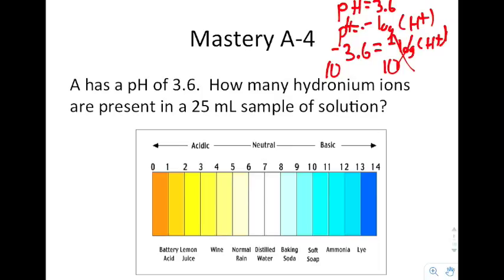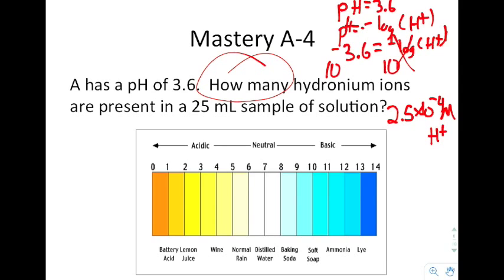When you put that in your calculator, you end up with a value of about 2.5 times 10 to the minus 4th. That right there is the molarity of hydronium ions. Okay, so we're on the right track. The only problem is I don't want to know the molarity of hydronium ions. I actually want to know how many there are. So what I need to do is some dimensional analysis.